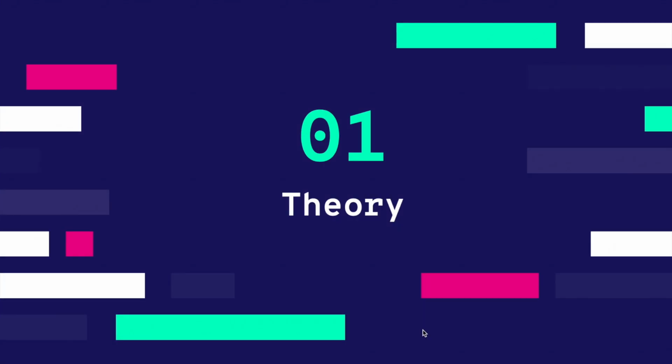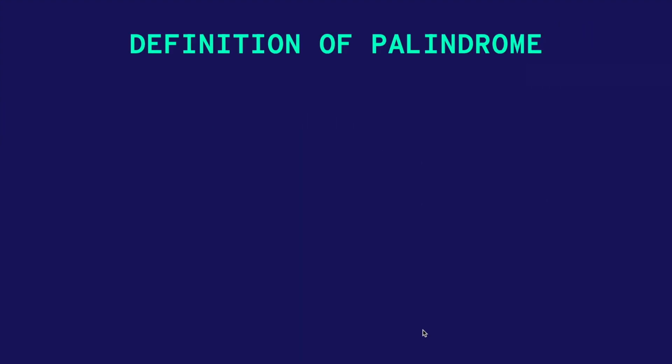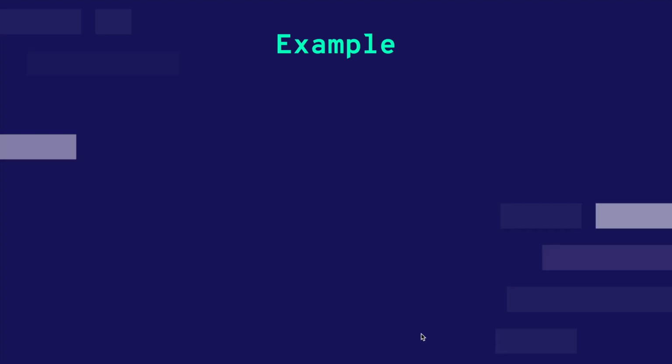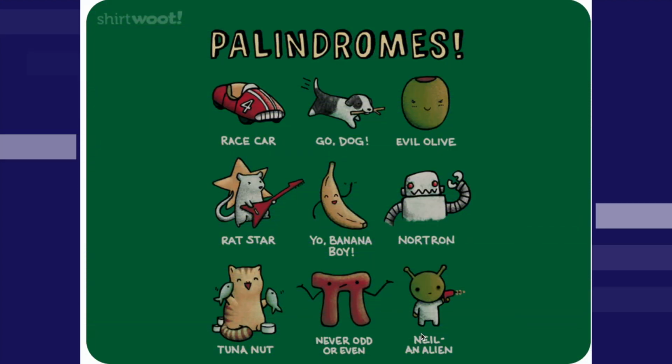Firstly, if you want to check if a string is a palindrome or not, you need to understand what a palindrome string is. A palindrome string is a word or group of words that is the same when you read it forwards from the beginning or backwards from the end. As some examples of palindromes, as you can see, if you read this sequence forward or backward, it still has the same order and meaning. Like the first word, racecar, if you read it backward, it's still racecar.